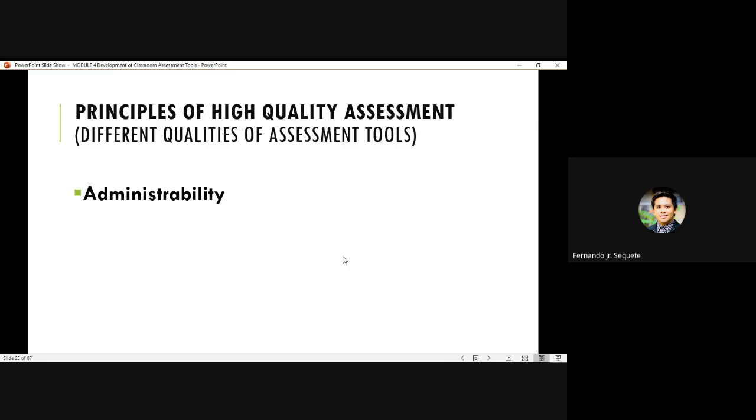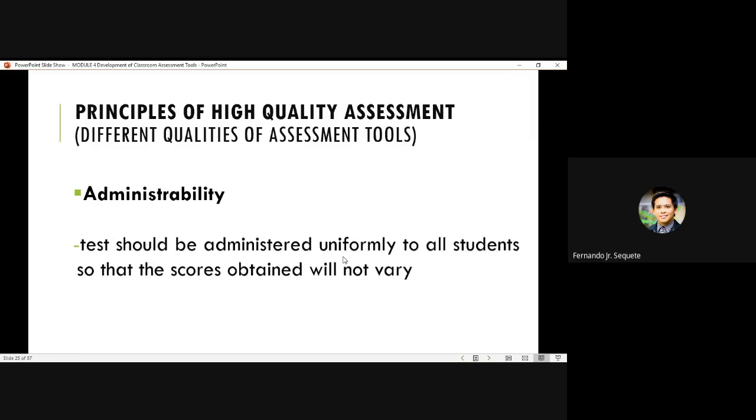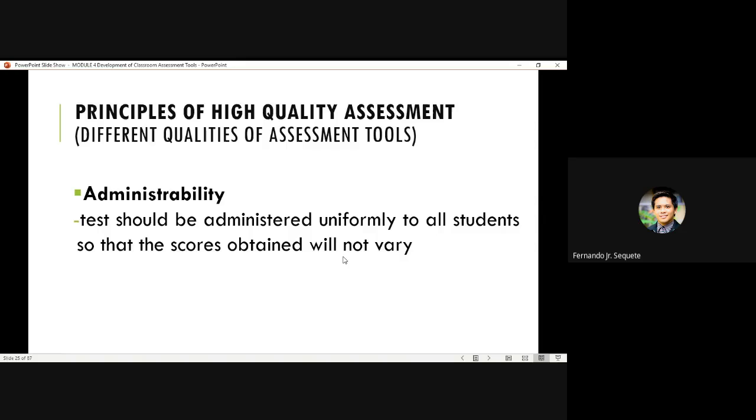Next is administrability. Again, when we say administrability, it doesn't mean the dean or principal or whatsoever. When we say administrability, it is how you give the exam. I believe you have done taking the exam SASE. Everyone, lahat naman kayo nakatake ng SASE, di ba? Yes, sir. Everyone. Yes po, sir. If I may ask, can you still remember kung paano binigay yung exam during the SASE? Ano yung setup? Can someone recall?